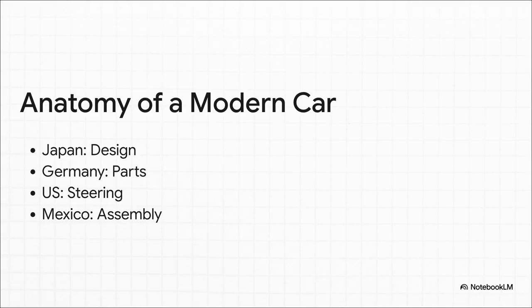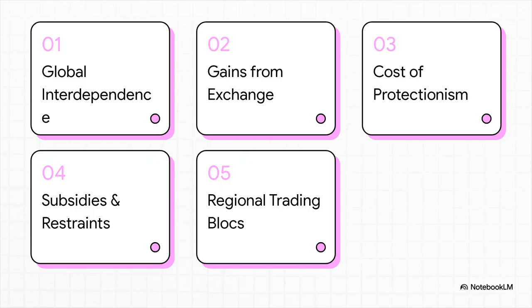This perfectly grounds the whole abstract concept of globalization right into our everyday reality. It's not just some dry economic theory. It's literally parked in your driveway. All right, so here's our roadmap for today. We're going to cover global interdependence, the gains of exchange, the cost of protectionism, subsidies and export restraints, and finally wrap up with regional trading blocs.